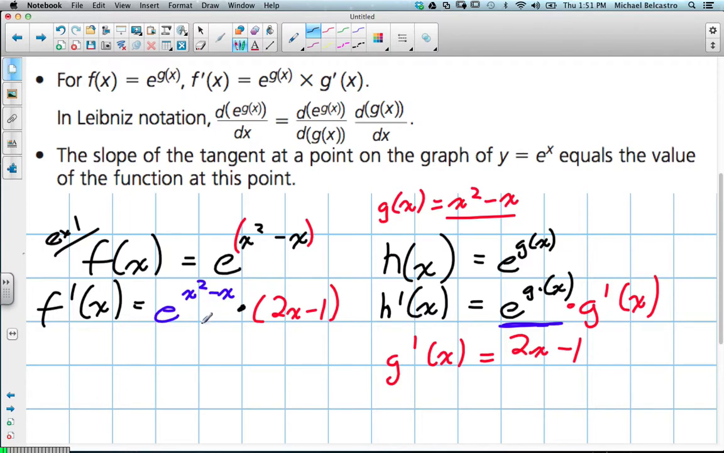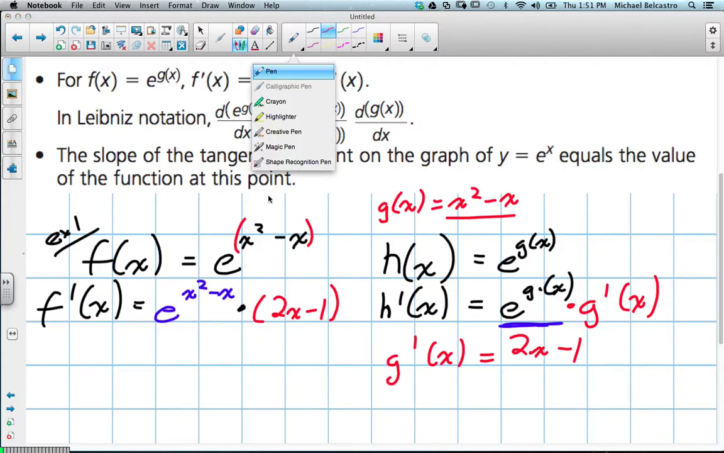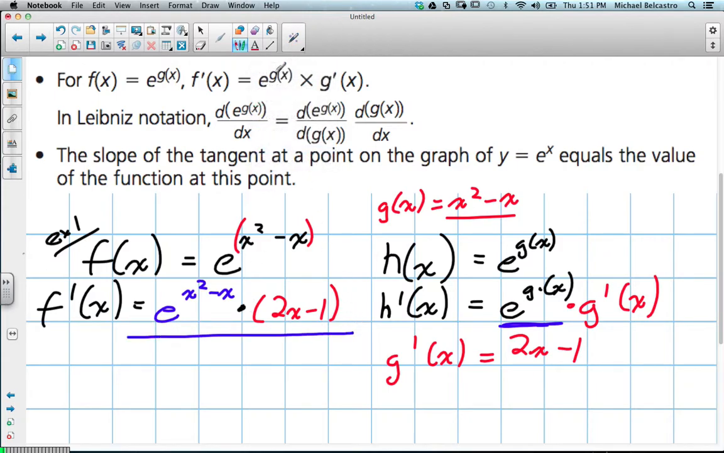Can we factor anything out? No. We can distribute, but there's really no need to. This is a good factored form of it. So this becomes essentially our answer here. There are other ways to represent it, but we're not going to distribute it. This is in a pretty good factored form. So our derivative is e to the power of x squared minus x multiplied by 2x minus 1.